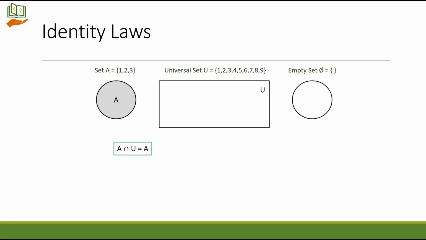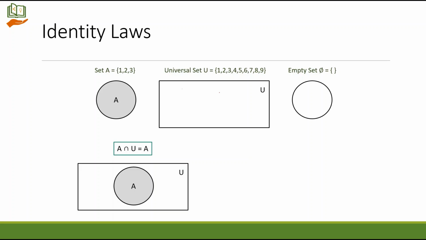So we will start with the identity law. The first law states A intersection universe is equal to A. This is the universe and you are going to place A inside the universe, which is going to be the intersection part. Applying the example, 1, 2, 3, 4, 5, 6, 7, 8, 9 intersection 1, 2, 3 will give you 1, 2, 3 only. That way A intersection universe is equal to A.